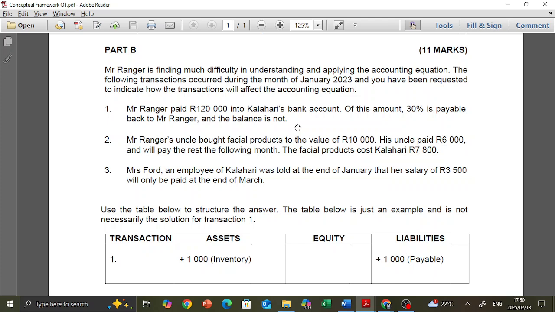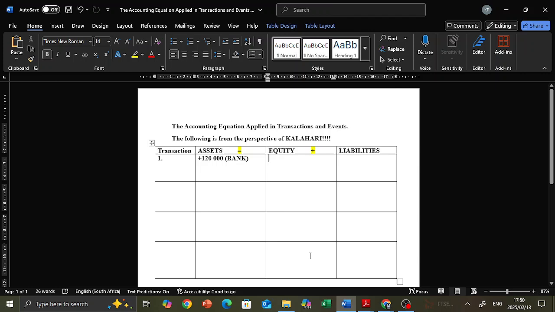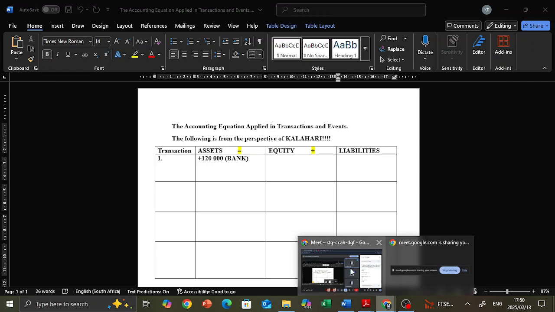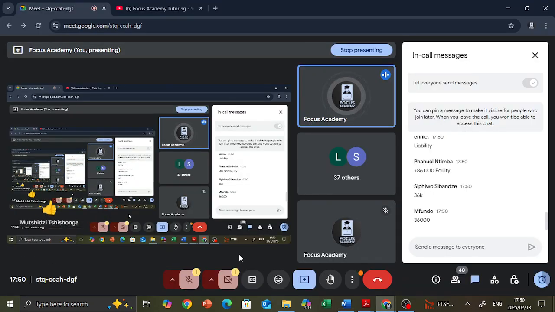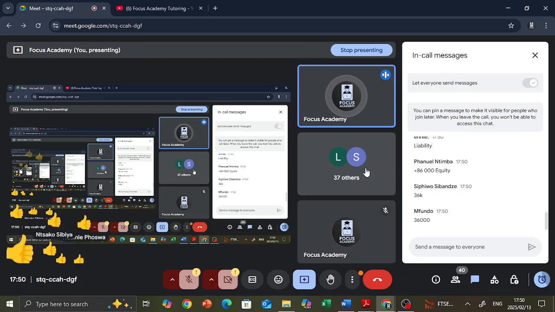Can someone please calculate how much is a liability and how much is equity for the business? For the business. How much? Can you guys please mute your mics? Please mute your mics. Thank you. Okay. We said 30% is what? Is payable to Mr. Ranger. What is the 30%? 36,000 rands. 36,000 Rand. Okay, I'm trusting. Can we all verify with thumbs up? 36,000 Rand. Okay, 86K equity.